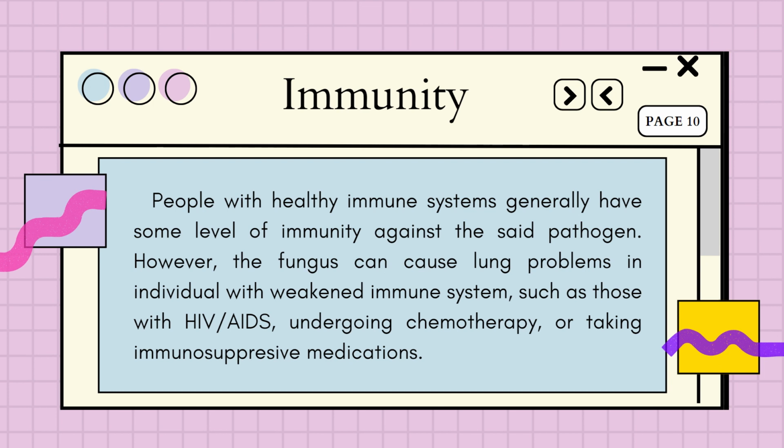So moving on to its immunity. People with healthy immune systems generally have some level of immunity against the said pathogen. However, the fungus can cause lung problems in individuals with weakened immune systems, such as those with HIV or AIDS, undergoing chemotherapy, or taking immunosuppressive medications. In short, the most commonly affected by the pathogen are persons who are immunocompromised.